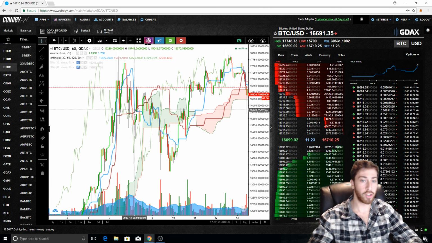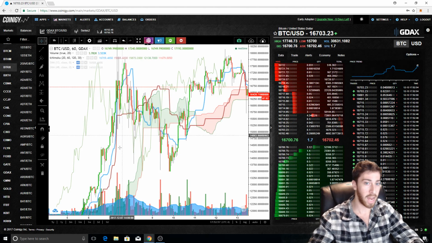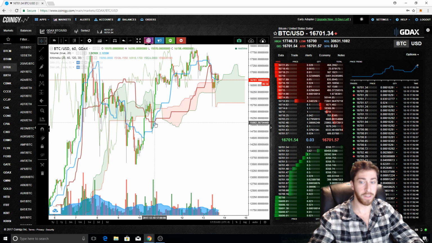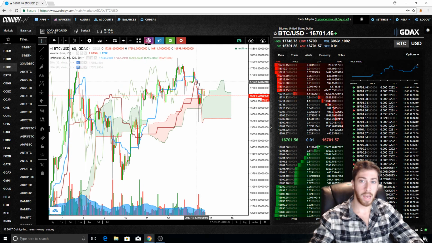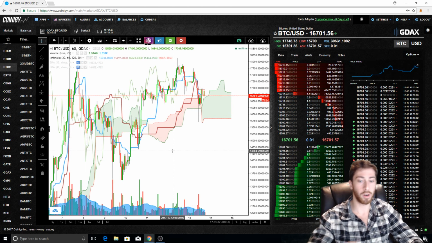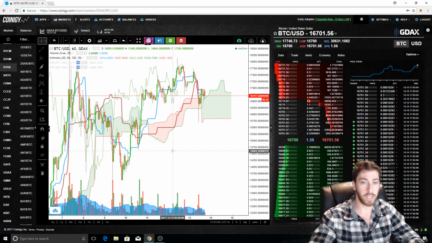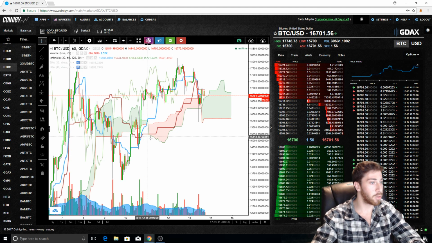So if we were strictly following this one simple indicator, we would have sold here at 9,900. We would have gone to 16,000 almost. Sold here. Bought back here at 15,000, and we would have just sold again at 17,200. So over the span of 2 weeks, we would have made 80 to 100%.